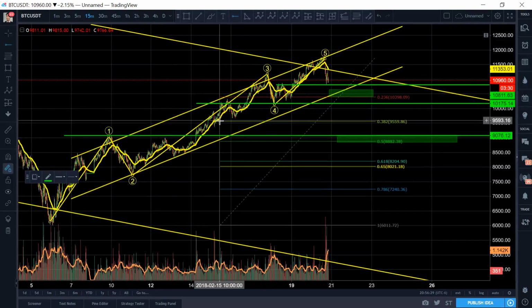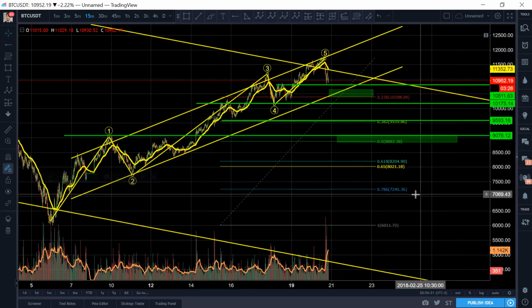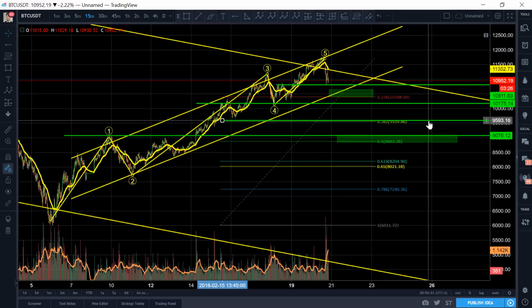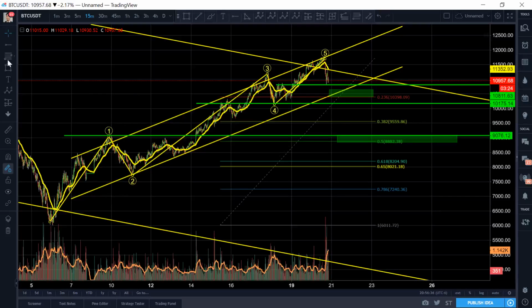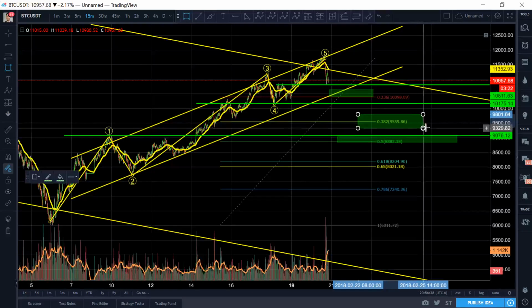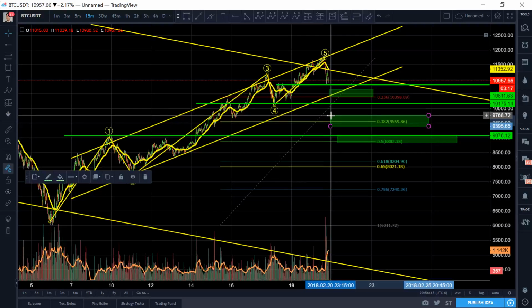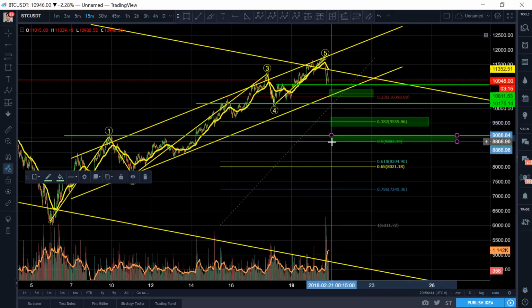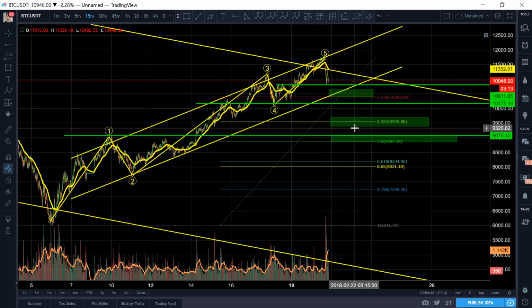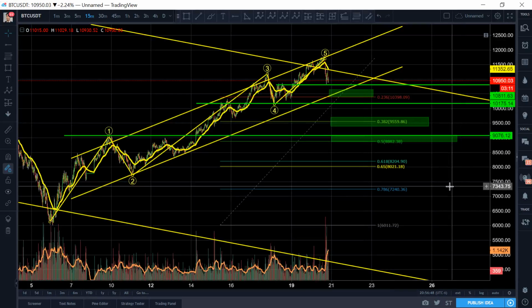Let's also consider the 382 region as support right here, okay? Let's just consider all views. Let's say that that was support range 1 right here, like right at the channel. That's support range 2 as well, okay? Right here at the 382 fib level. And this is support range 3 right here at the 382 fib level.